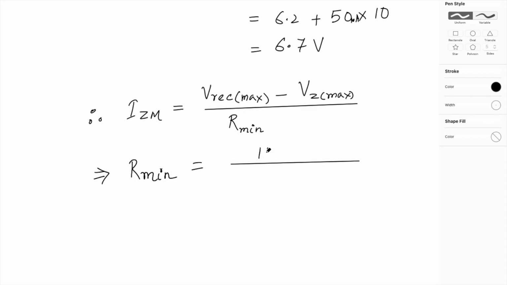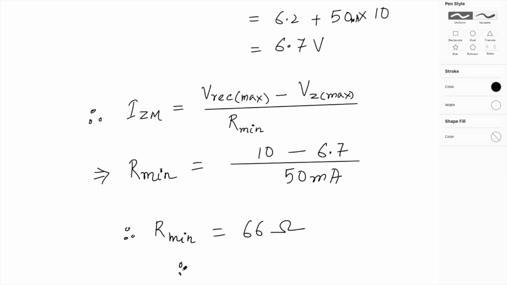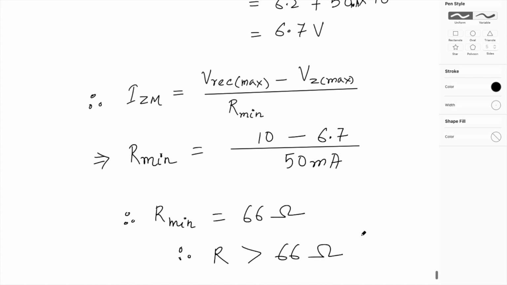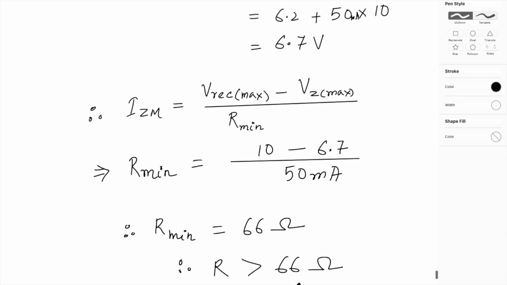V rectified max is, we know that it is 10, and Vz max is, we know that it is 6.7 based on whatever we have calculated, and Izm is the 50 milliampere. Okay, so therefore my R min is 66 ohms. So therefore my R should always be greater than 66 ohms. Of course, just taking only 66 ohms may not be good.